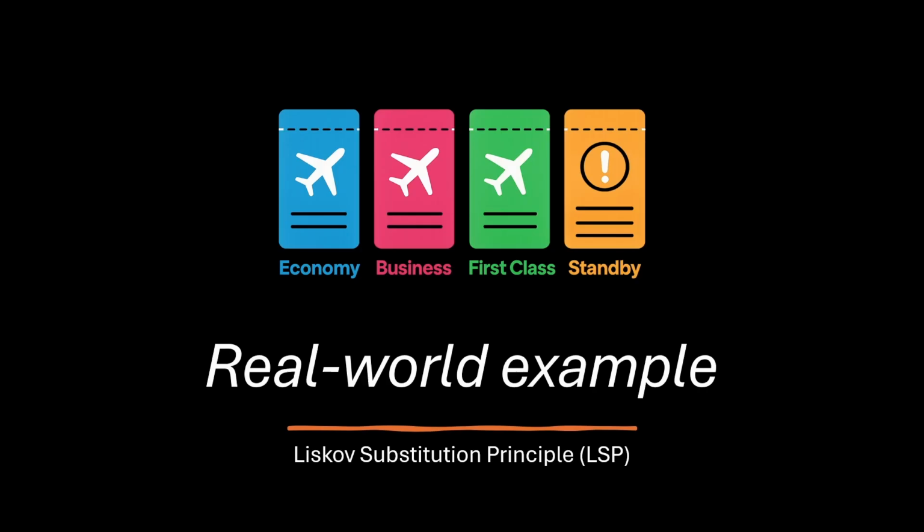This breaks the Liskov substitution principle. According to LSP, if S is a subtype of T, then objects of type T should be replaceable with objects of type S without breaking the functionality of your program. In this analogy, we can't treat standby ticket as a true subtype of flight ticket because it doesn't honor the behavior expected by the base class. It can't safely replace it. It can't substitute it.